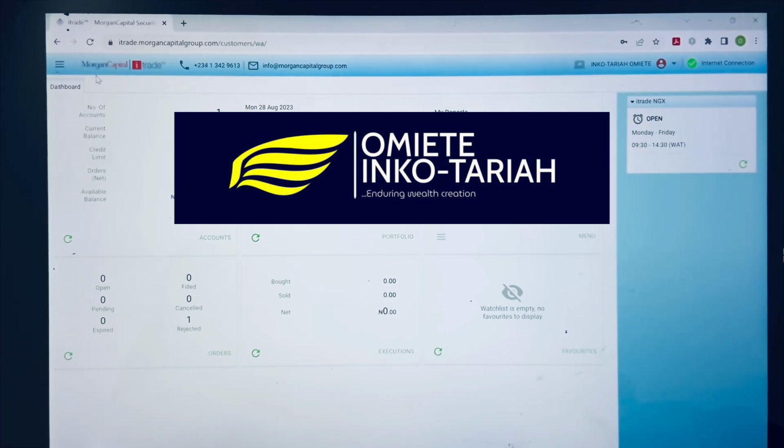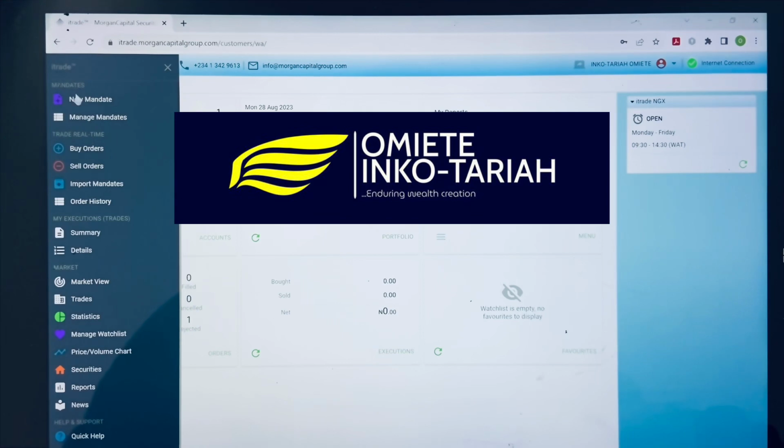You'll find yourself here with your name up here, and then you go to the top left side, just below the browser address bar. You will see three horizontal bars. You click on it and then scroll to market view.